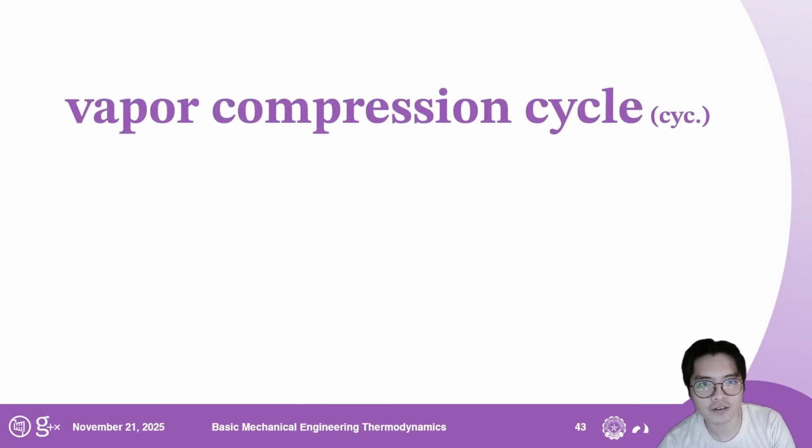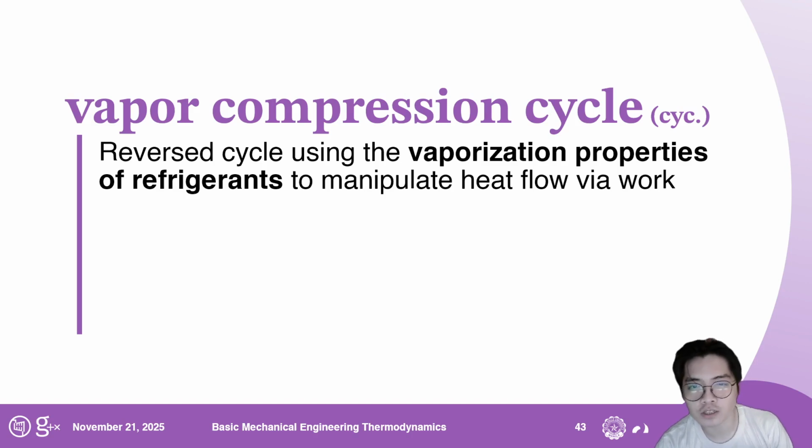the reversed cycle, the vapor compression cycle. I won't go into much detail here, and trust me guys, you will not be solving for anything involving a vapor compression cycle. But I just want to show you how this can be done and how this is usually done in the real world. This is a reversed cycle using the vaporization properties of refrigerants, or what Perkins called volatile fluids, to manipulate heat flow via work. Basically, the thing about refrigerants is that they can vaporize. Okay, wow, very special thing.